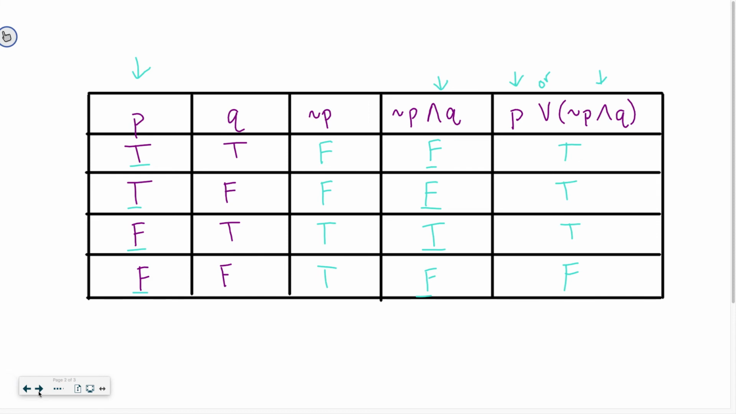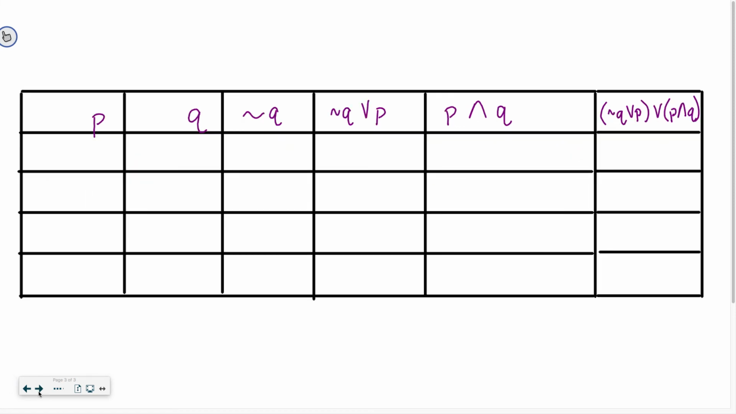Okay, let's do one more. So again, these always start out the same. You do all the possible combinations of true, false. I usually do them in the same order just to help me remember. And then I look for the negation, and I'm doing the negation of Q. So in this case, that is going to give me false, true, false, true.